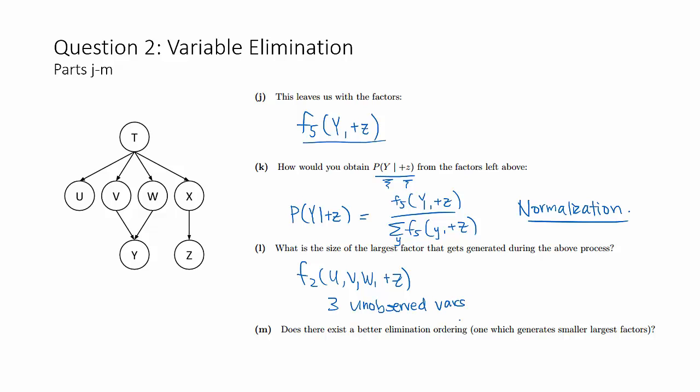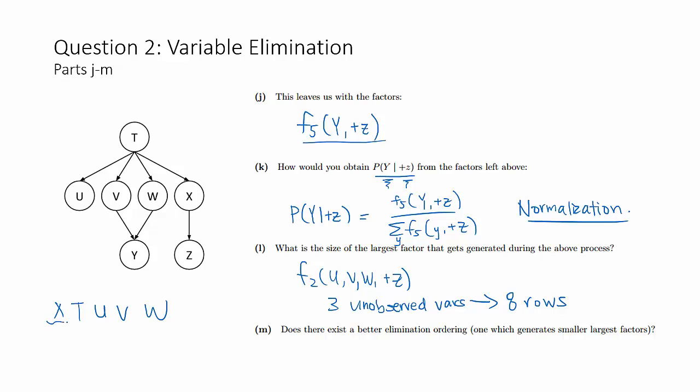And since each variable is binary, this means that the factor contains 8 rows. For part M, we're asked to see if we can think about a better elimination ordering, one which generates smaller largest factors. So you want to reduce the size of the largest factor that gets generated. Let's think about this. The initial ordering of hidden variables was x, t, u, v, and w.